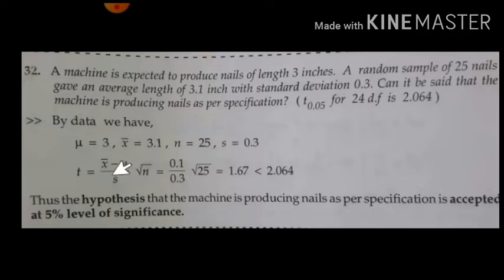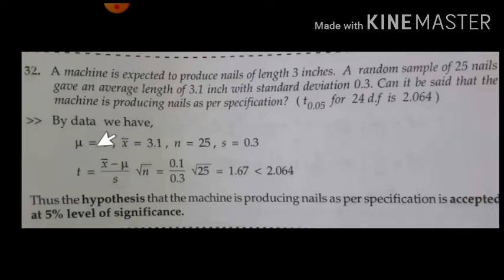Then the needed term is nothing but mu. In the first sentence they have given, the machine is expected to produce nails of length 3 inches. They have not told it of the sample. In the second statement, 3.1 is the average length of the sample they have told. So here, since nothing was mentioned, we need to understand that it is nothing but the mean of the population. So mu equals 3.